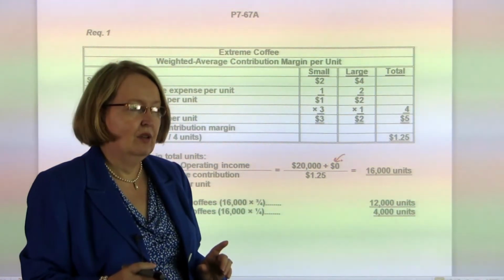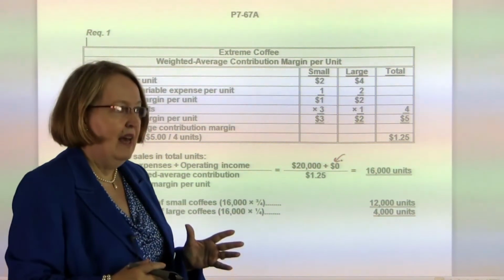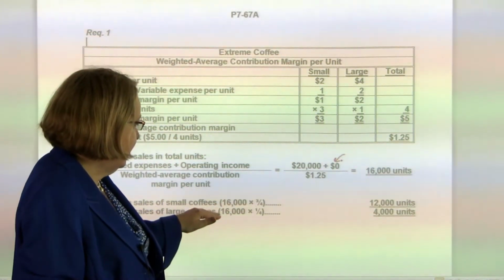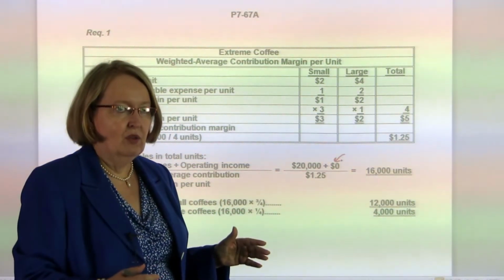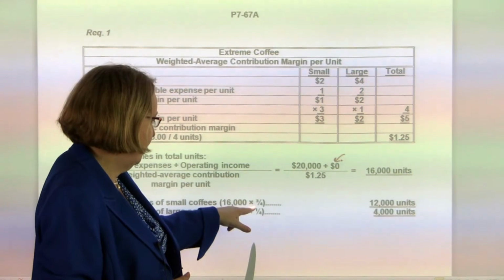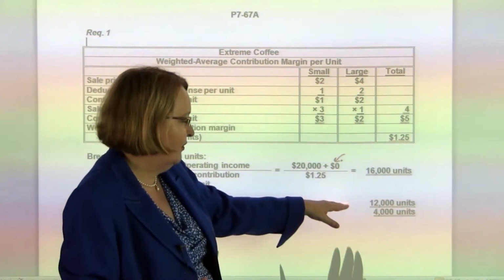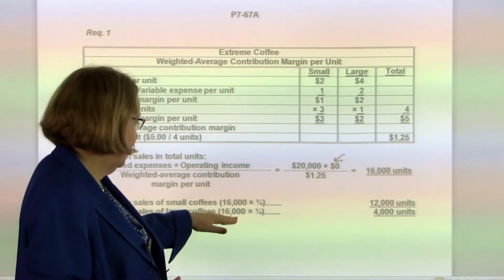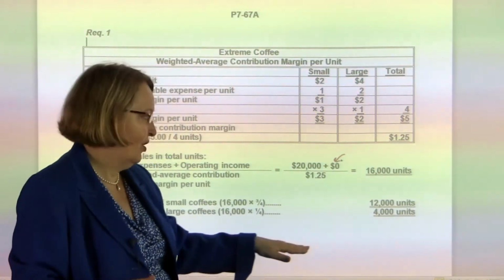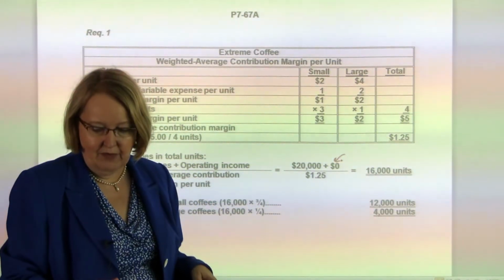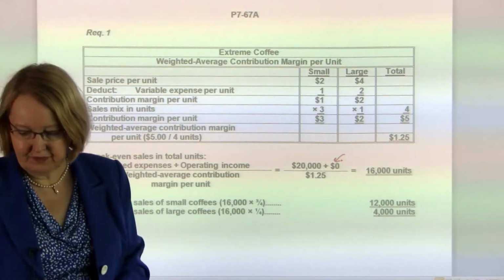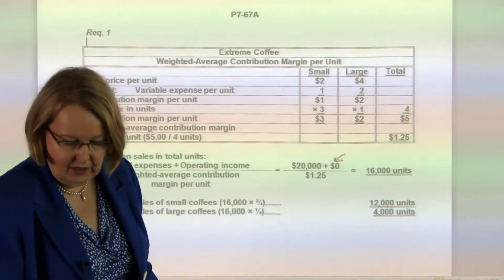So now what we want to look at is, what is the mix? How many large versus how many small? We see from the problem we're told for every 1 of large we sell 3 of small. So 3 divided by 4 times 16,000 is 12,000 cups of the small coffee, and 16,000 divided by 4 is 4,000 cups of the large coffee. So that's the breakdown in terms of the number of cups of each size coffee. That's just to break even without making any profit.